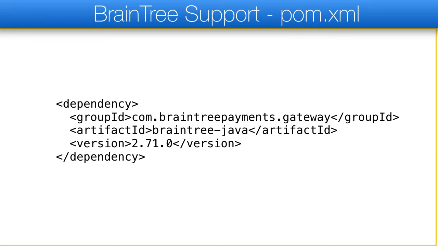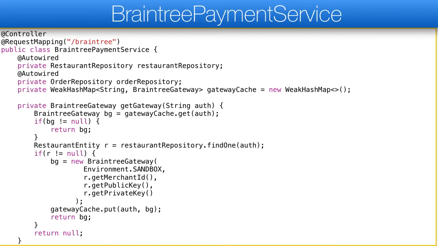Let's start right away. Assuming the project was created, adding Braintree support to the server side starts with editing the POM file with the right dependency. This will allow us to compile the code that supports Braintree. The Braintree service is pretty simple. It maps to the Braintree URL.